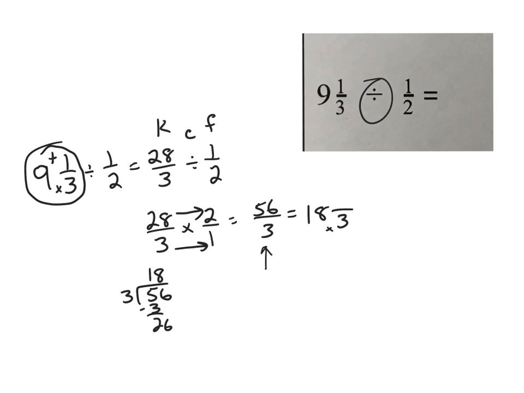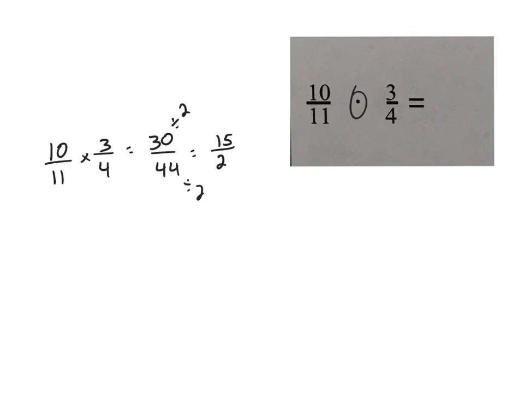So 3 times 18 is close to 56, but what exactly is it? So 18 times 3 is 54. What do we have to add to 54 to get us to 56? We have to add 2. So our answer is 18 2/3.